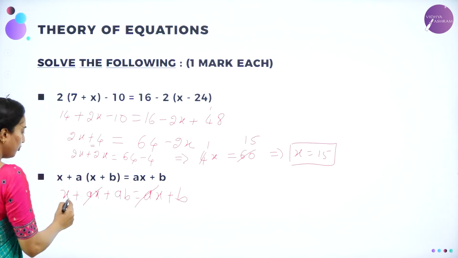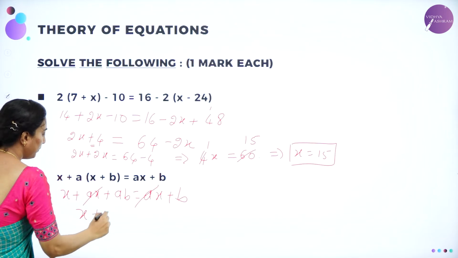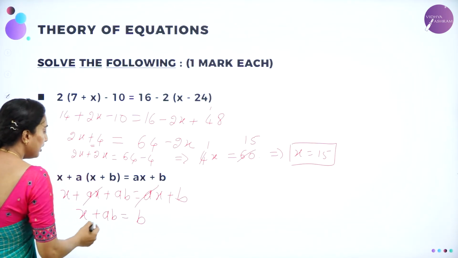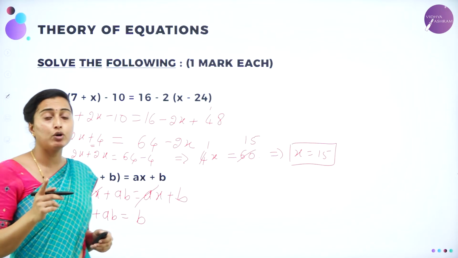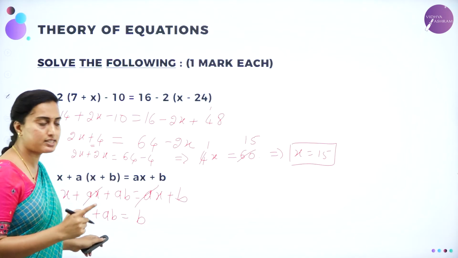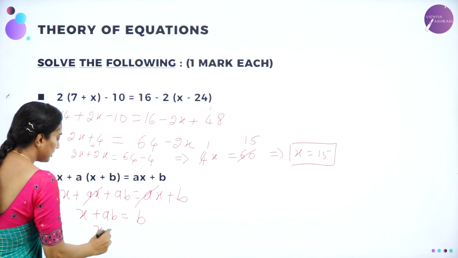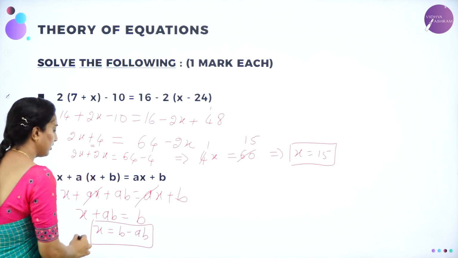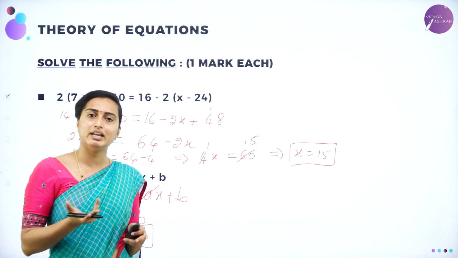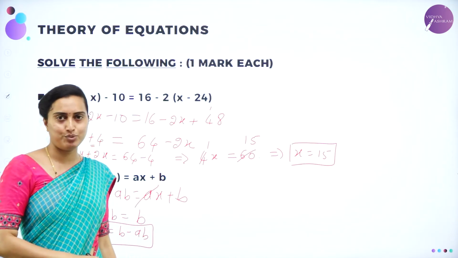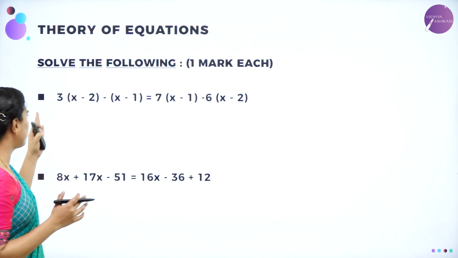Now remaining is what? x plus ab is equal to, remaining here on the right hand side, b. Now ab is constant because without the variable it is considered as constant. No variable x there. So taking that side, x is equal to b minus ab. This is the value of x, where a and b can be any integer. Getting? This is how you are going to solve, dear students. We'll move on to solving the next problem.